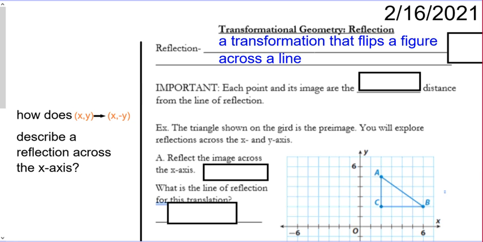All right. So transformational geometry, again, we're talking reflections. Translations, remember, was our slide. Now what we're going to do is flip the figure across the line. Okay, and that line is called a line of reflection. So right here, important, and I would highlight this lovely word important, because this is important to us.